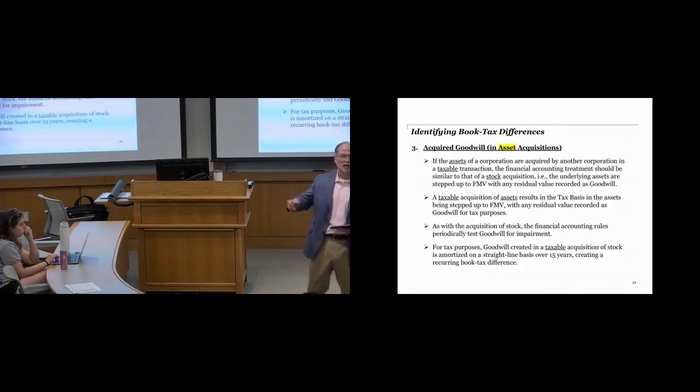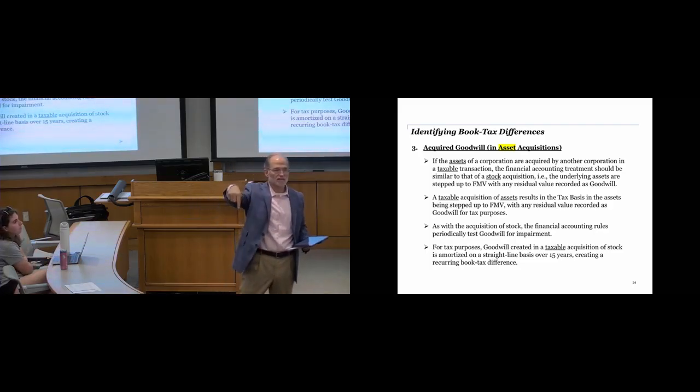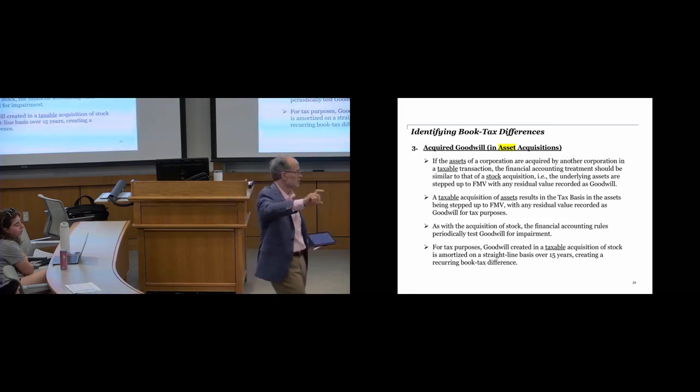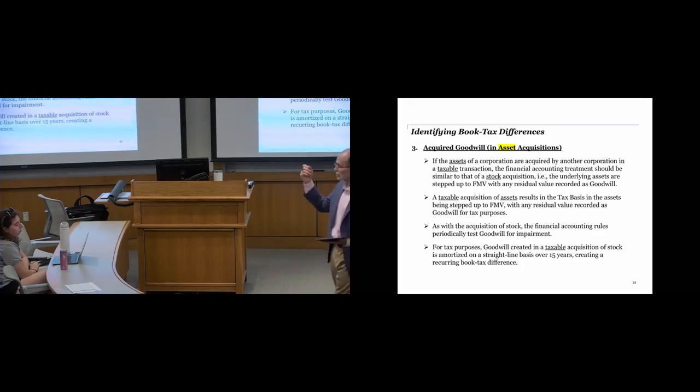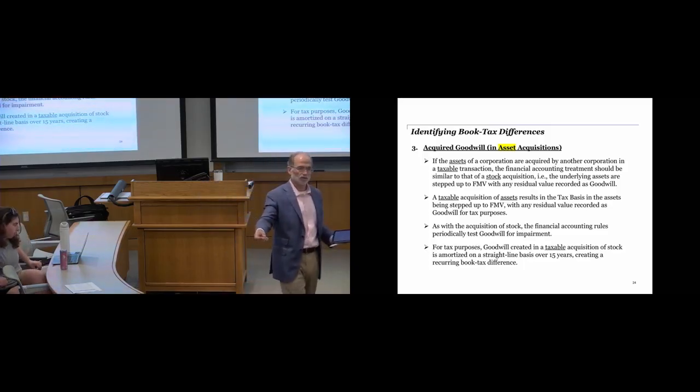Oh, the acquired goodwill. Remember, acquired goodwill is only in asset acquisitions. If you have a stock acquisition, your tax basis is in the stock. Stock is not depreciable or amortizable. You have to buy assets. If you buy assets, then you spread the purchase price among the identifiable assets. Anything in excess of that can fall to goodwill. If you bought assets, that's acquired goodwill, amortizable over 15 years straight line for tax.